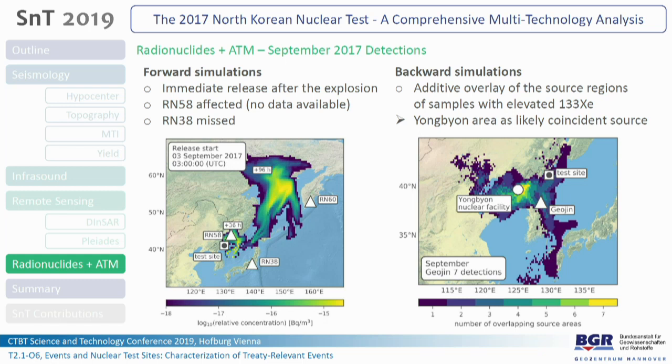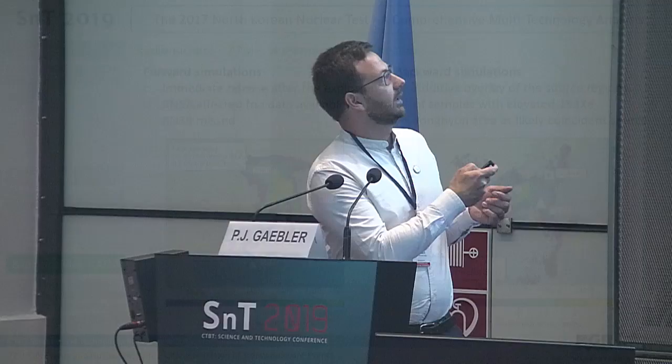We see with the propagation conditions that were present at the moment, the station RN58 would have been affected by the plume, and the station RN38 would have missed the plume. Unfortunately, RN58 delivered no data at that time.